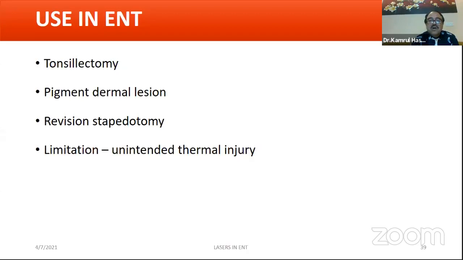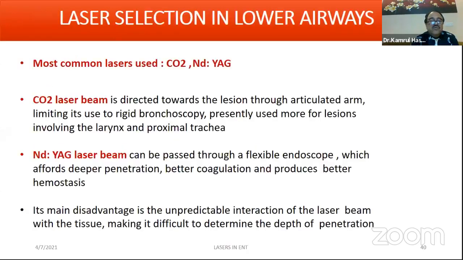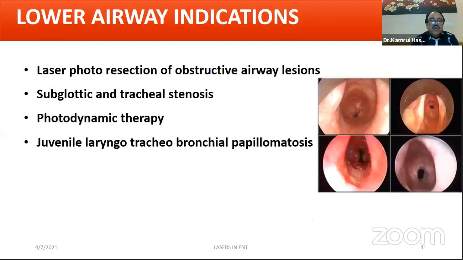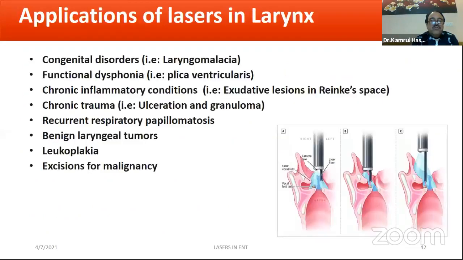Limitation, of course, in laser, there is some sort of thermal injury. Most commonly used in our practice are CO2 and neodymium YAG laser. Laser photoresection of obstructive lesions, I will show you later.